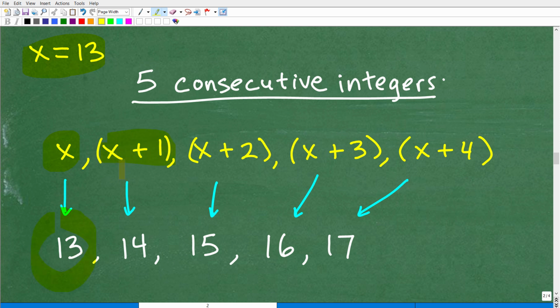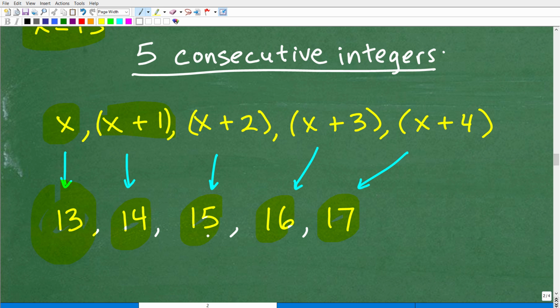Our second number is going to be x plus 1, or 13 plus 1, which is 14. And then you could see here we have x plus 2. 13 plus 2 is 15. Then we have 16, or 13 plus 3. And then 13 plus 4 is 17. And there you go. Here are our 5 consecutive integers.